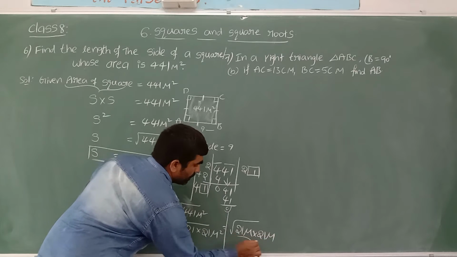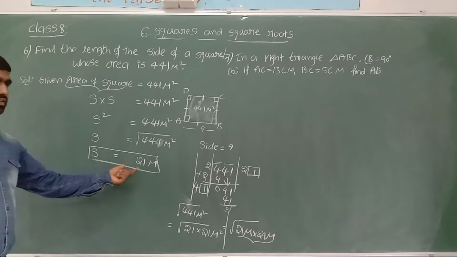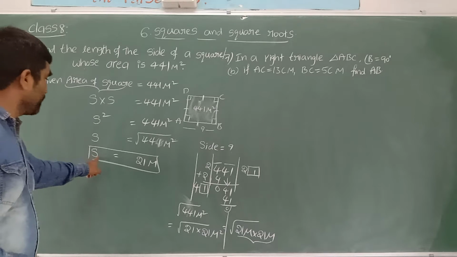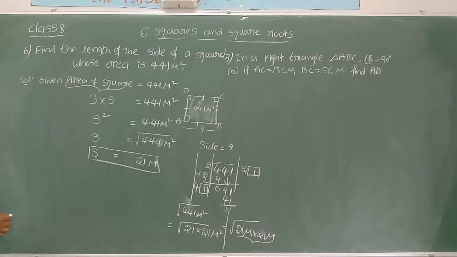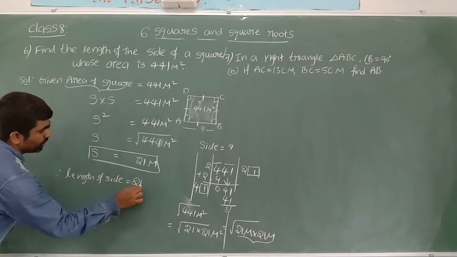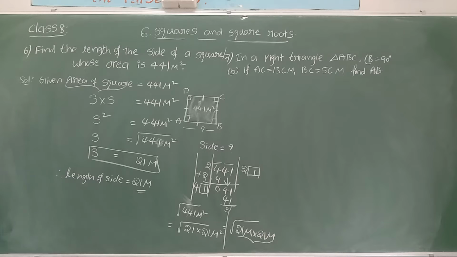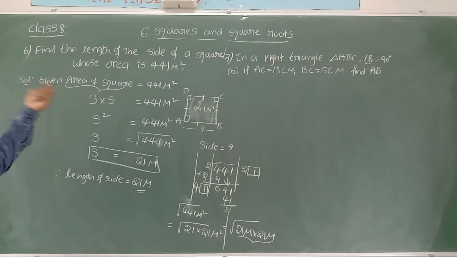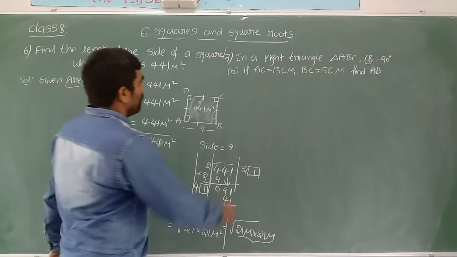For every pair of numbers, one we can take outside. That is the main concept here, so that we can find the length of the side. Then we can write, therefore, length of side is equal to 21 meters. See here in this situation, you have to apply the concept of square root if you want to know the length of the side. Okay, no?